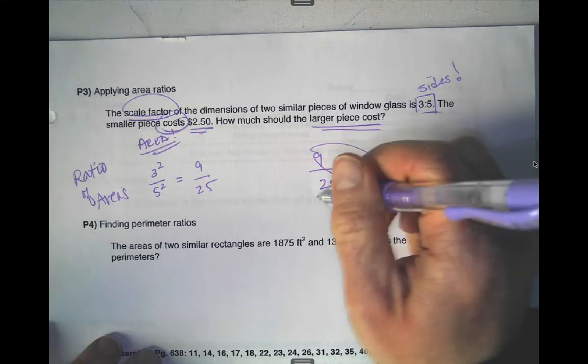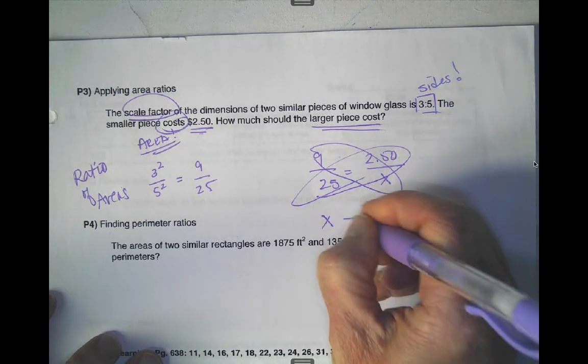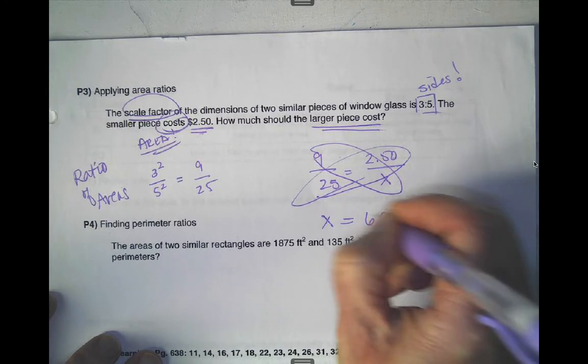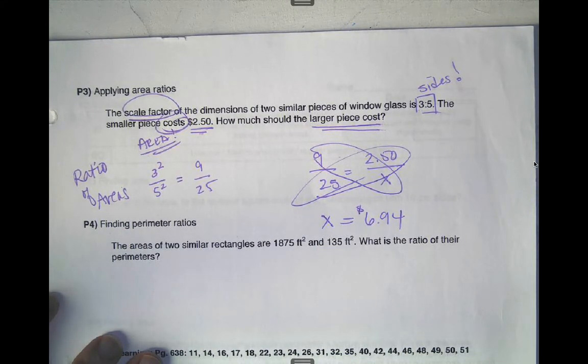Again, I'm going to cross multiply here. I'm going to do my algebra, and I get the cost for the larger piece.